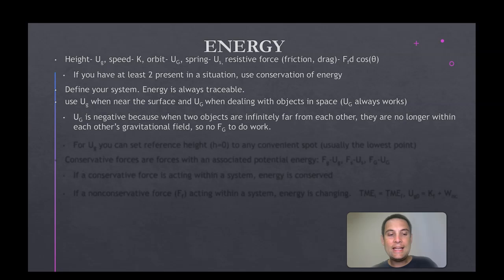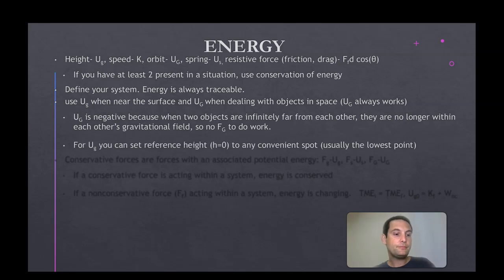U sub G is negative because when two objects are infinitely far from each other, they are no longer within each other's gravitational field. So F sub big G is not doing any work. Remember that if we set our reference point way out at infinity and we integrate from infinity to r, that's what's going to give us that negative sign.